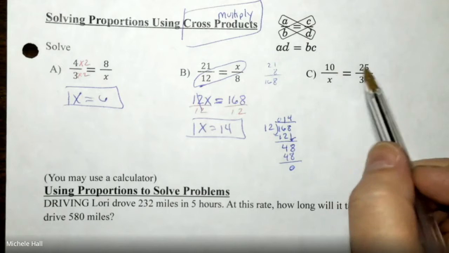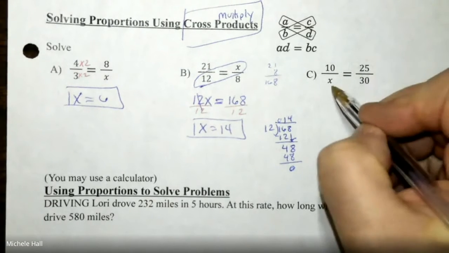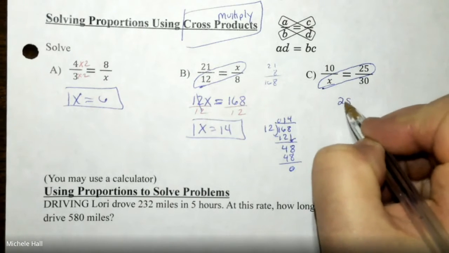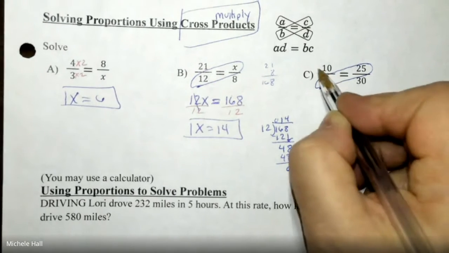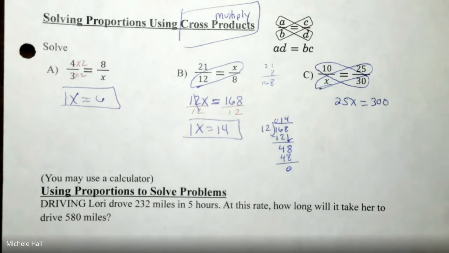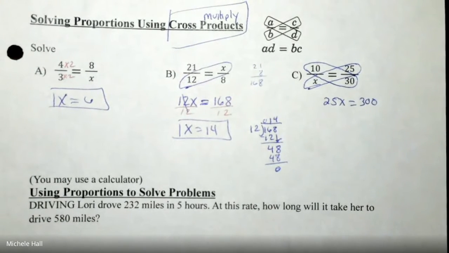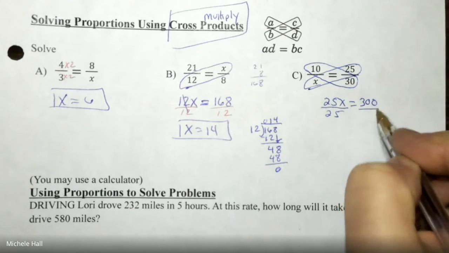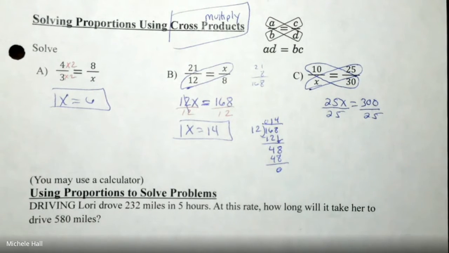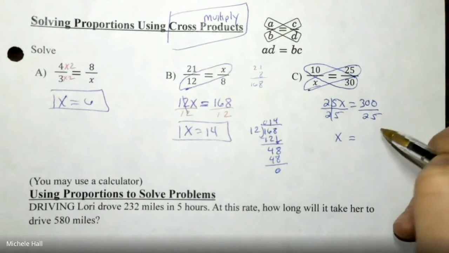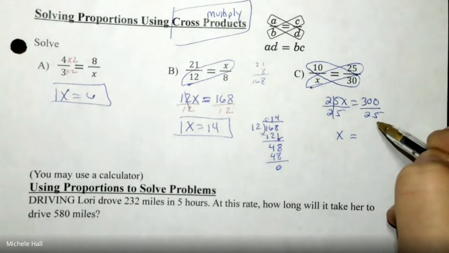Again, there is no even jump between 10 and 25, so I'm going to use my cross multiplying. X times 25 is 25x equals 10 times 30 is going to be a 3 with 2 zeros, 300. Divide by 25 because x is being multiplied by 25, and whatever I do to one side of the equation, I've got to do the same thing to both sides of the equation. Canceling, and we get x equals 300 divided by 25.